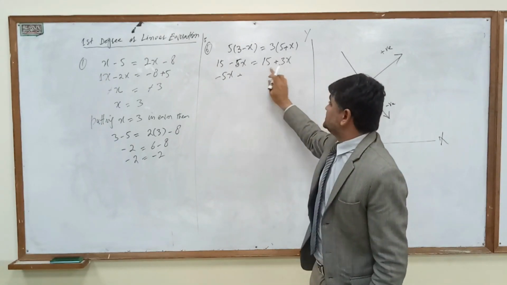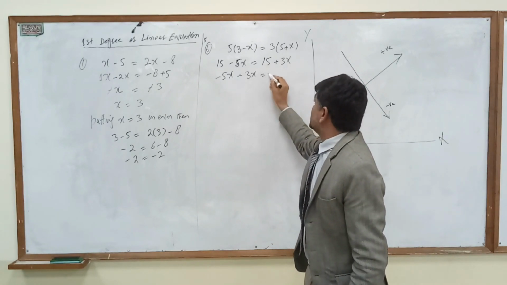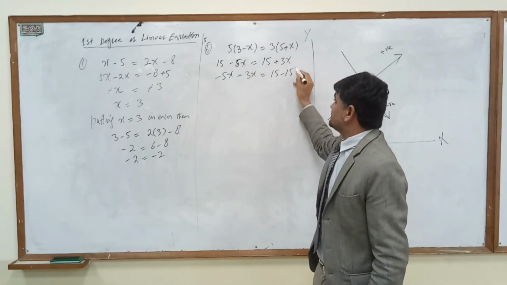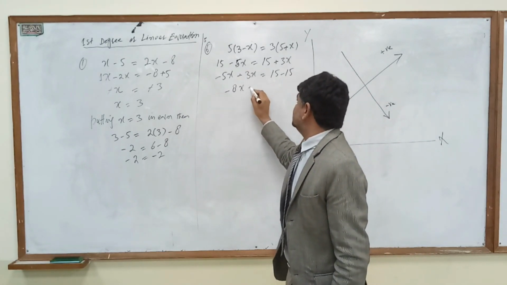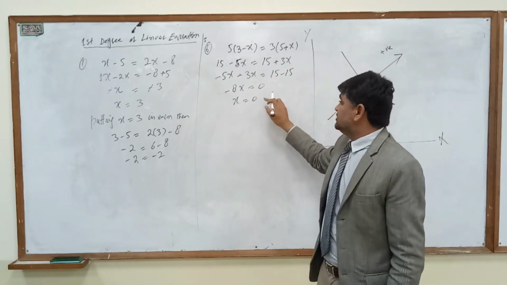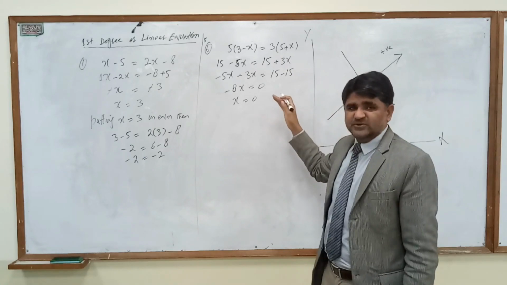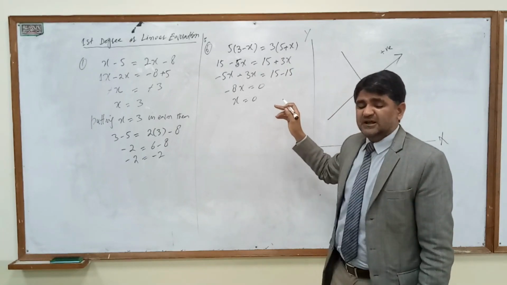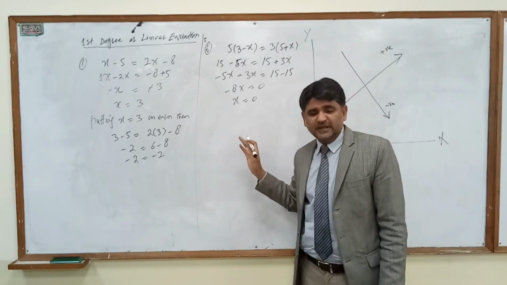Minus 5x minus 3x: here it is plus, and when we shift to the left side, the sign will be changed. 15 minus 15 is 0. So minus 8x is equal to 0. So x is equal to 0, since 0 divided by anything is equal to 0. So 0 is the value which will satisfy the equation. Other than 0, there is no value which can satisfy the equation.